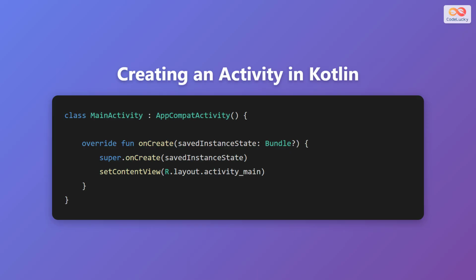Inside the class, you override the onCreate method, which takes a Bundle parameter called savedInstanceState. The first thing you do is call super.onCreate, passing the savedInstanceState. This ensures the parent class initialization happens properly. Then, you call setContentView and pass R.layout.activity_main. This line connects your XML layout file to this activity, making your user interface visible on the screen.